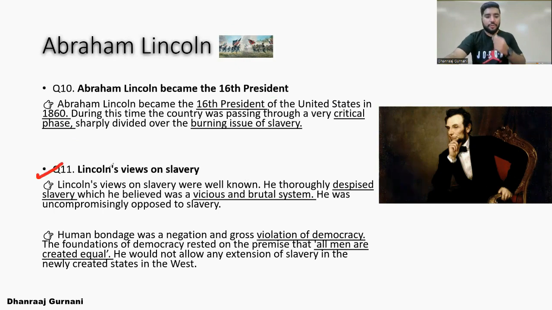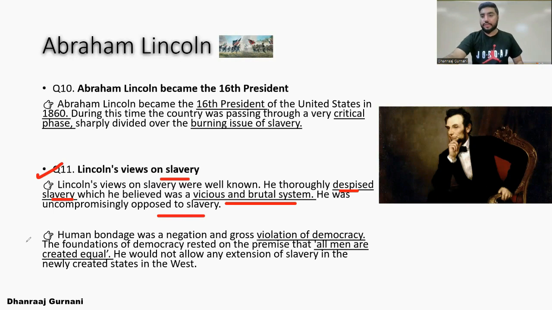Question 11, what was Lincoln's view on slavery? Lincoln's view on slavery was very well known. He thoroughly despised the slavery system, which he believed was a vicious and a brutal system. He was uncompromisingly opposed to slavery.